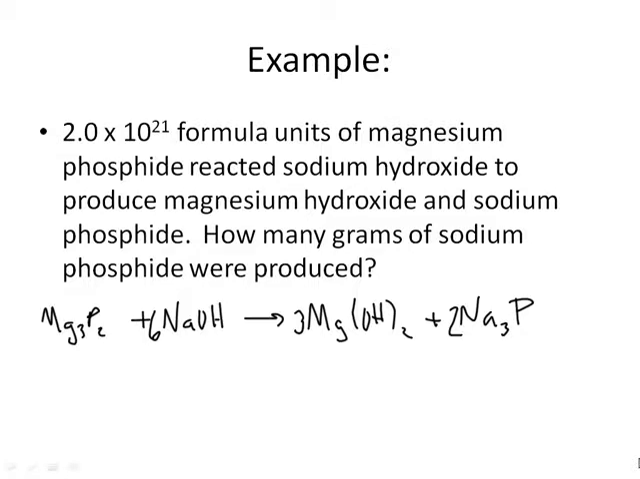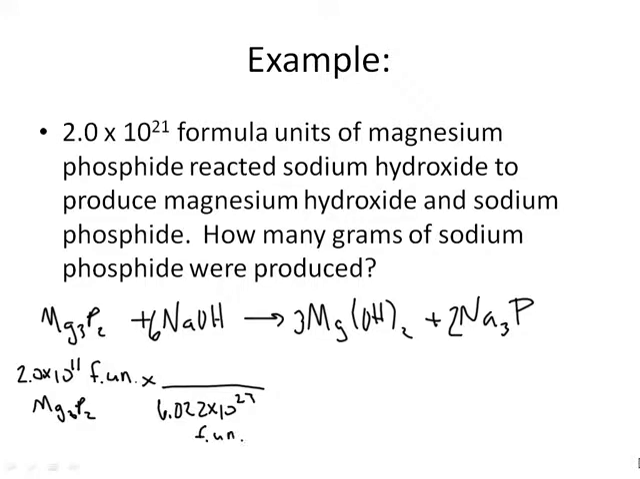which was step 1. 2.0 times 10 to the 21st formula units. I'm going to abbreviate formula units as fun. Don't forget the N. Changes the meaning entirely. Of Mg3P2. And I know that I need to go from formula units to moles. And formula units, remember, is one of those Avogadro's numbers. So I'm going to use 6.022 times 10 to the 23rd fun of magnesium phosphide to 1 mole of magnesium phosphide.